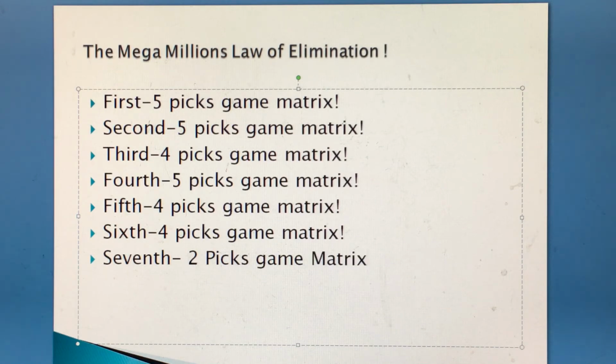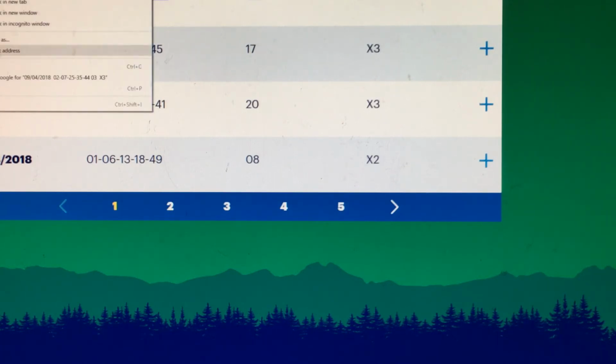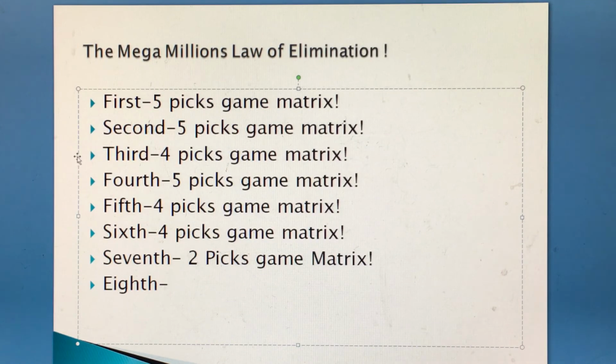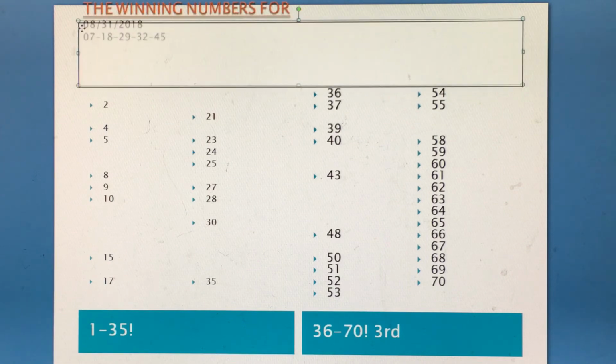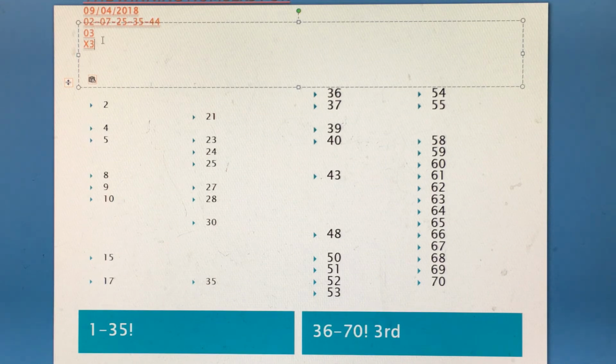Now I'm going to do one more because it's getting interesting, and it's going to go to the 8th. Try to do one more. I'm not going to do all 14 drawings. It's going to take a long time. And it'll be September 4th. You can use the law of elimination starting Friday's drawing to get a fresh start, or you can start from September and get a fresh start wherever you like.